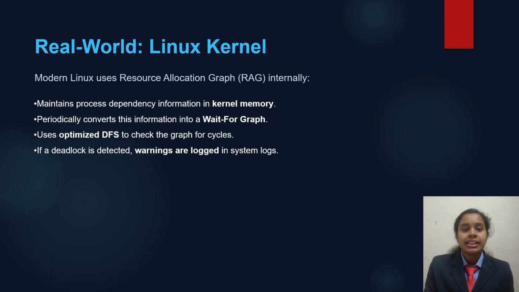Now let us check a real-world example, that is the Linux kernel. The modern Linux kernel uses the resource allocation graph. Internally, it maintains process dependency information in kernel memory and periodically converts this into a wait for graph. It uses optimized DFS to check the graph for cycles. If a deadlock is detected, warnings are logged in system logs.